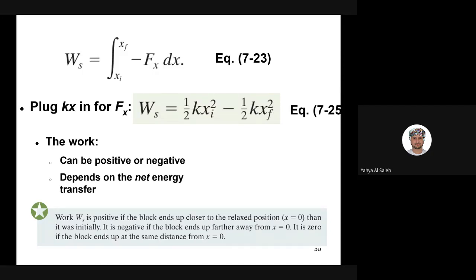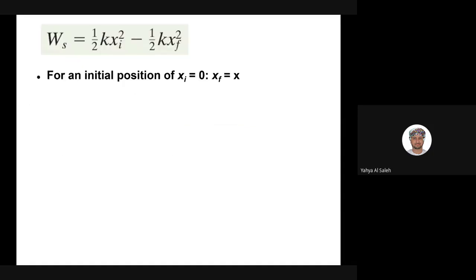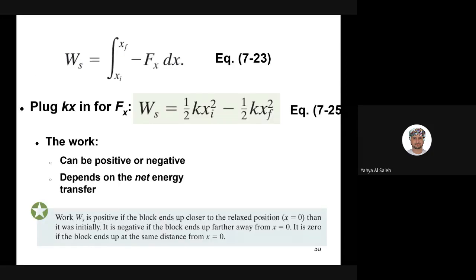If the spring comes closer to its initial position, to its natural position, then it is a happy spring and it will give you energy. Your work will be positive. However, if the final position is further away from the happy position, zero position, then the spring is not happy and it ends up taking energy away. So negative work.